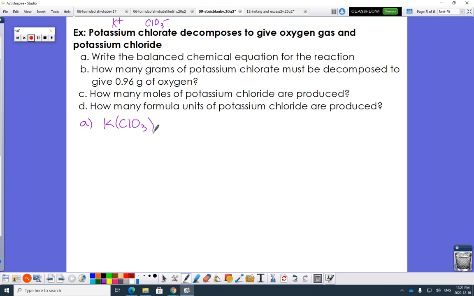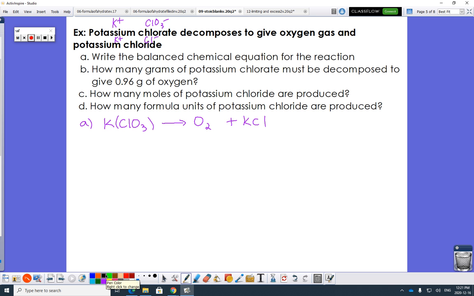Decomposes means you have one reactant breaks apart, right? Oxygen gas, oxygen is diatomic. And then potassium chloride. So this time it's just IDE, so chloride, not 8. And of course, now we know it has to be balanced.